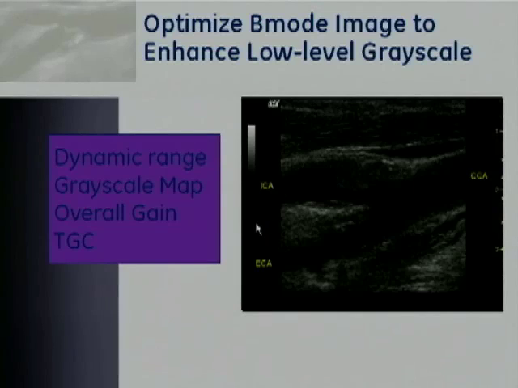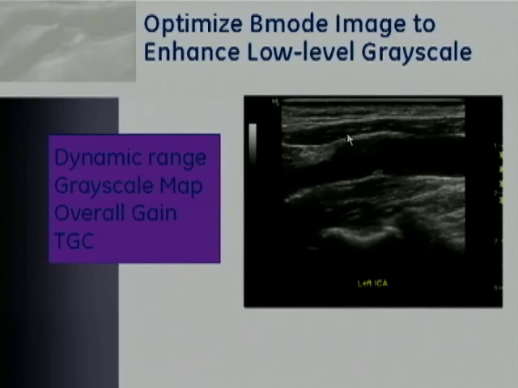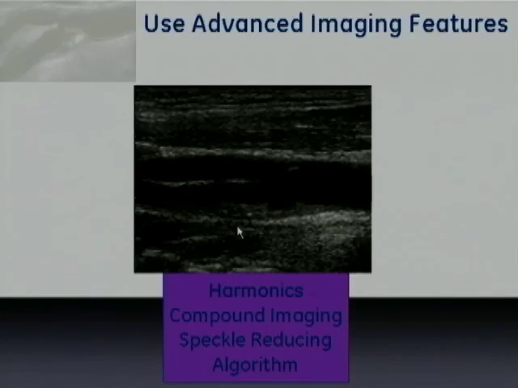So it's much better to have a few extra echoes in the vessel than to make it completely black, because that's artifactual. Here's another example. It looks like a beautiful vessel, but actually they have not set the TGC appropriately, and this low-level plaque is actually being missed.